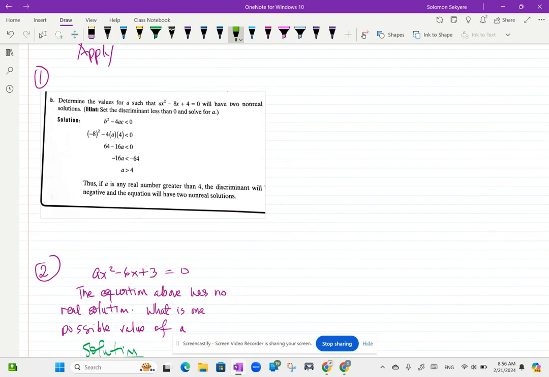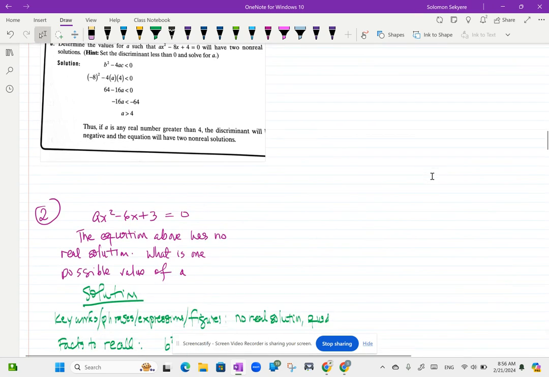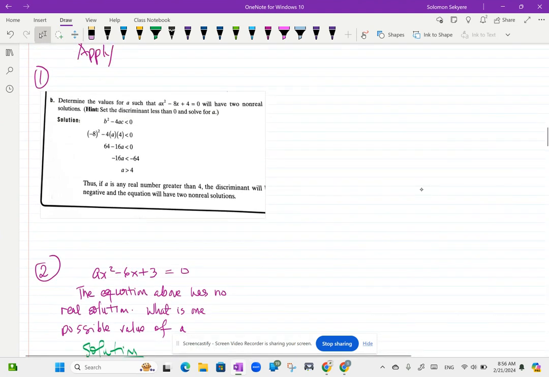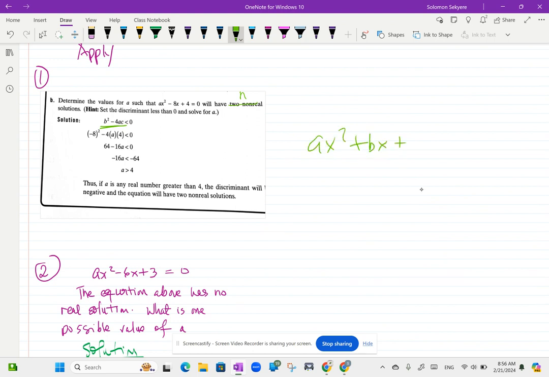So here are quadratic expressions, and you're being asked about how many solutions, so think discriminant, right? If you are asked if it has two non-real solutions, that means it has no real solution. So you should know how to set the discriminant. You say ax squared plus bx plus c equals 0, and you're given ax squared minus 8x plus 4 equals 0. So you determine what your a, b, and c are. In this case, b equals negative 8, c equals 4.